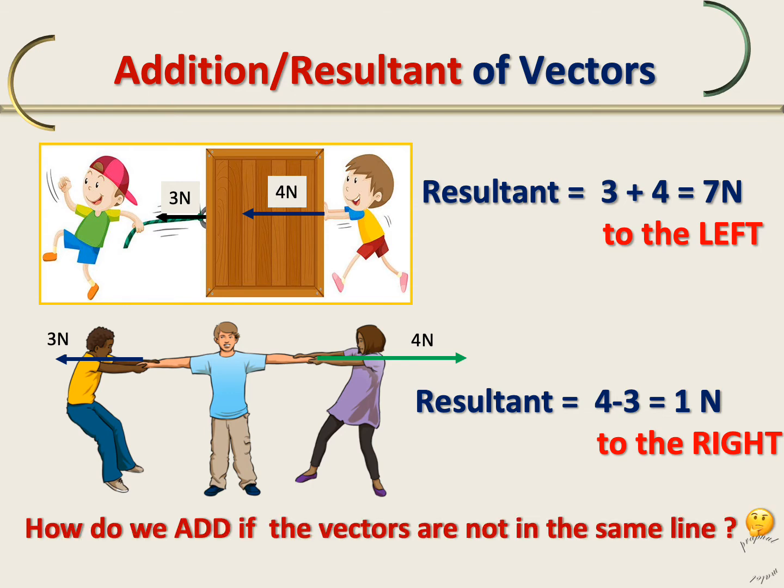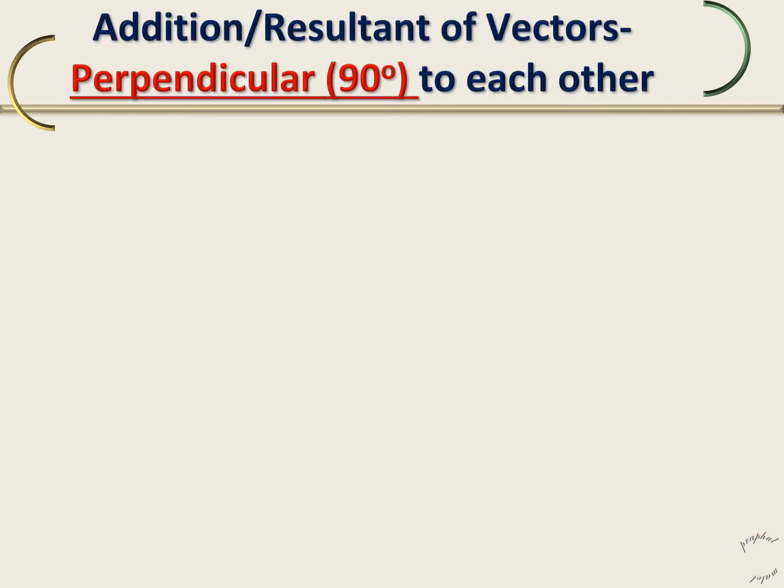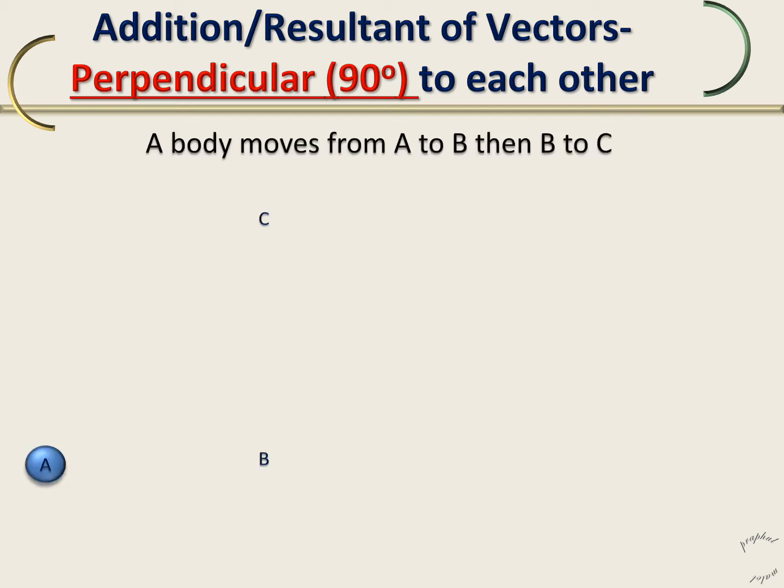But what if the forces are not in the same line? So how do we add or subtract vectors if they are not acting in the same line? Let's see how to add two vectors if they are not exactly in the same line. For the simple case, let's consider how to add the vectors if they are perpendicular to each other, or 90 degrees to each other. You can consider the motion of a body.